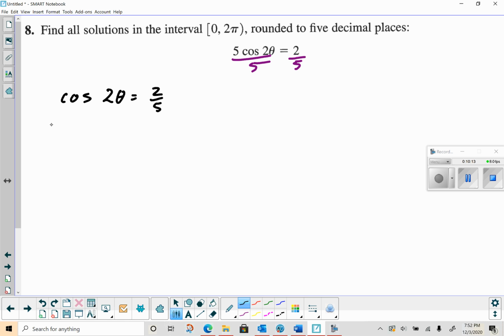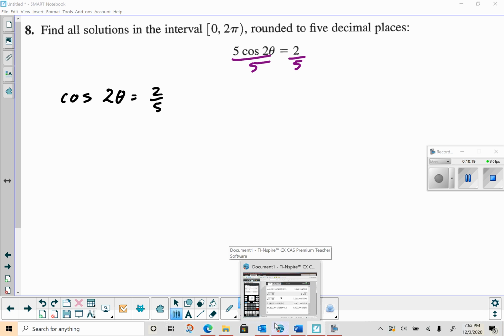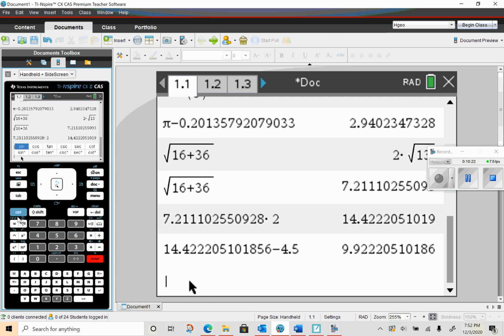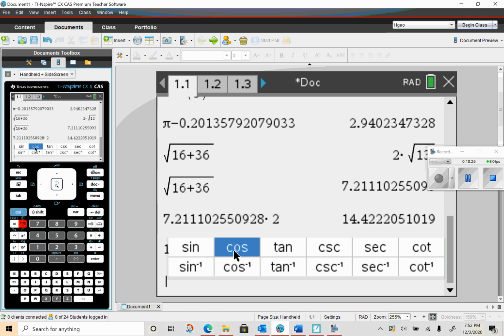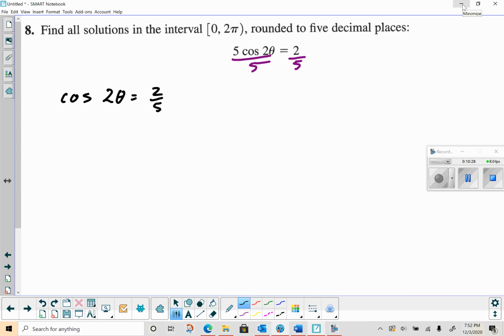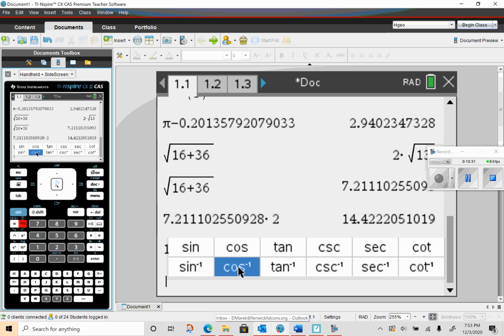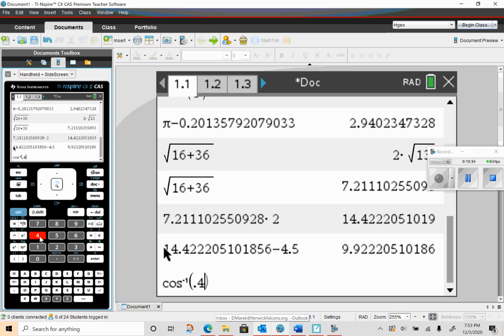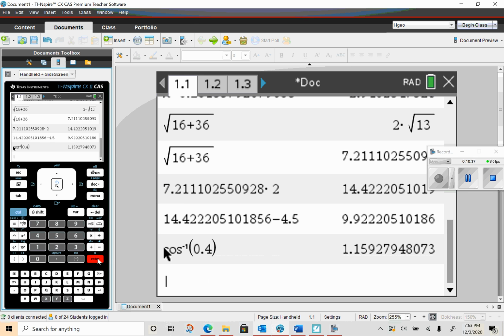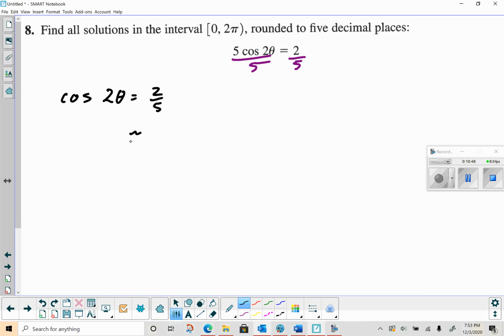Now I need to take the inverse cosine. 2/5, otherwise known as 0.4, is not on your note card, so we need the calculator. I'm just a little bit tired. So we'll take the inverse cosine of 0.4. Give me the decimal approximation, please. So the 1.15927, blah, blah, blah, this is approximately 1.15927. That's not theta. That's 2 theta.